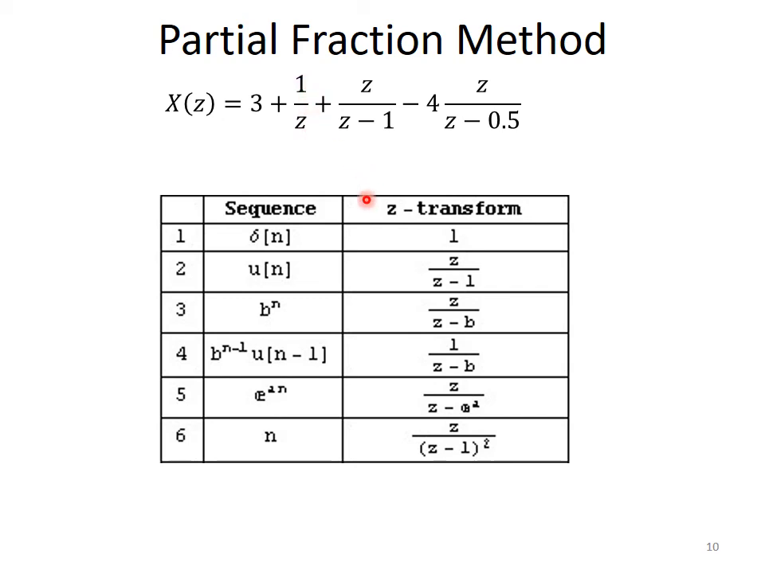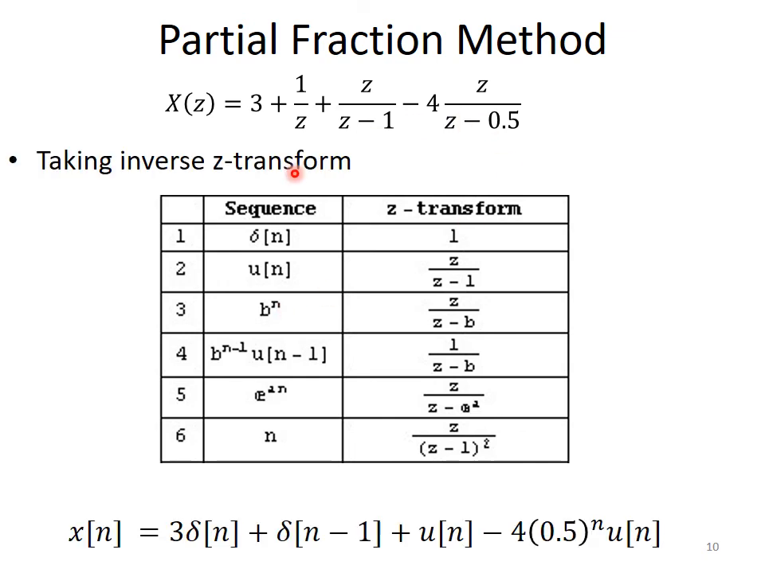Then z upon z minus 1 is the unit step function, so the inverse Z transform of this would simply be u of n. And z upon z minus 0.5 multiplied by some constant, using the linearity property, the inverse Z transform of this would be minus 4 times 0.5 power n. So using this table you can write down the inverse Z transform in this form.